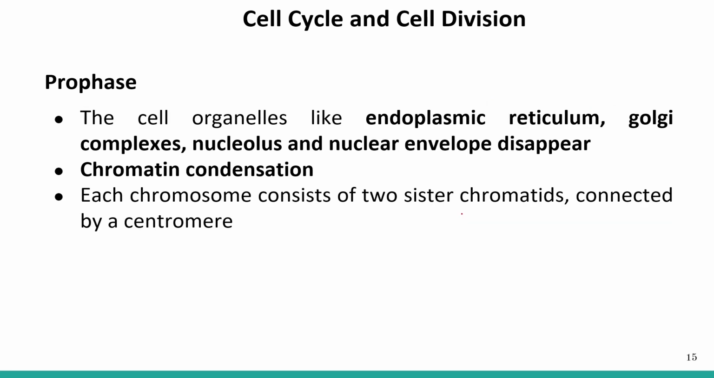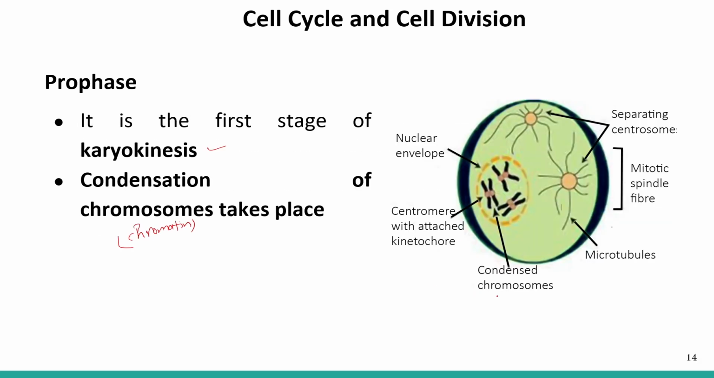Okay, you can see this is the diagram of a prophase stage. Here, what is happening? You can see these are the chromosomes, which are attached at the centromere, and the centromere consists of a region known as kinetochore. So let's talk about kinetochore now.